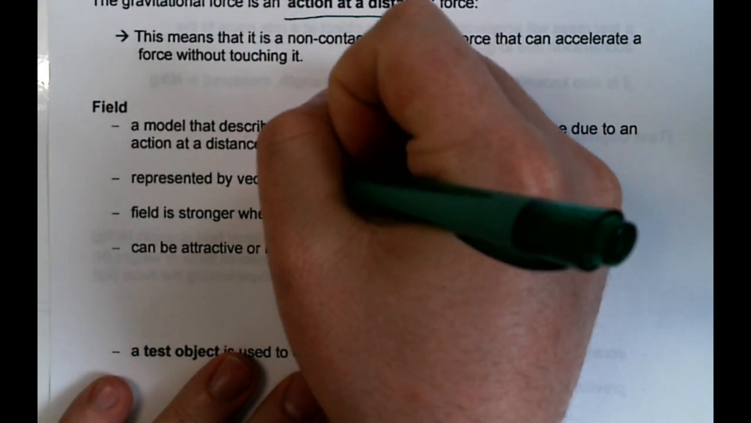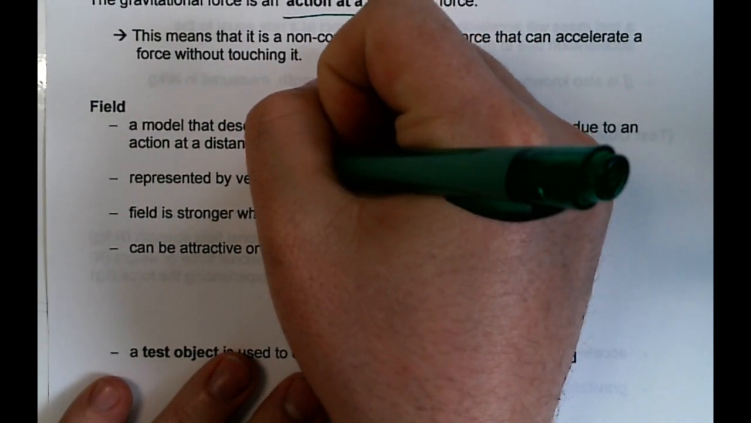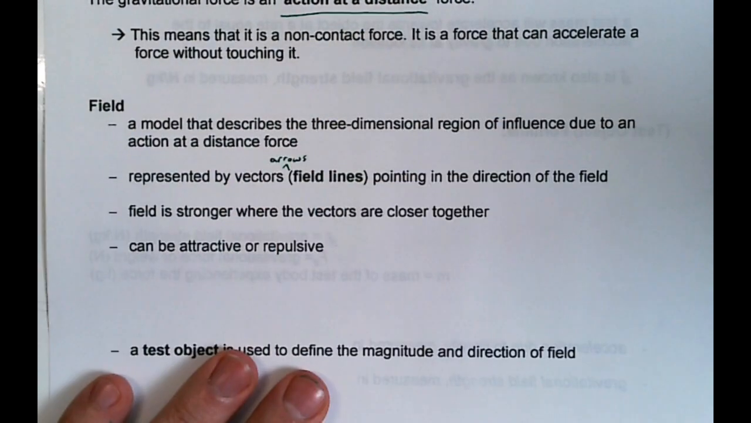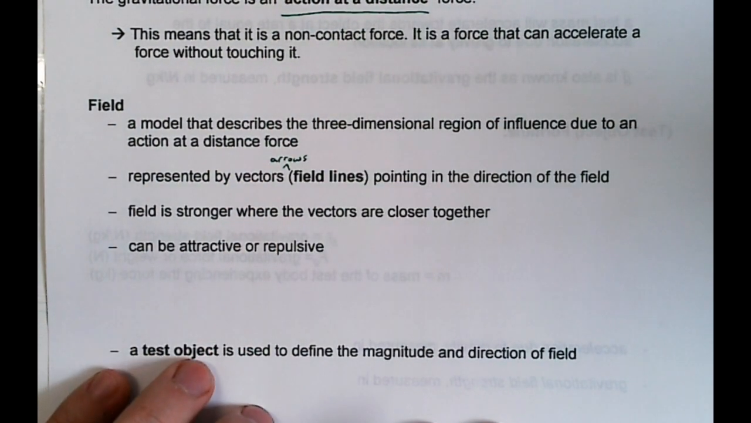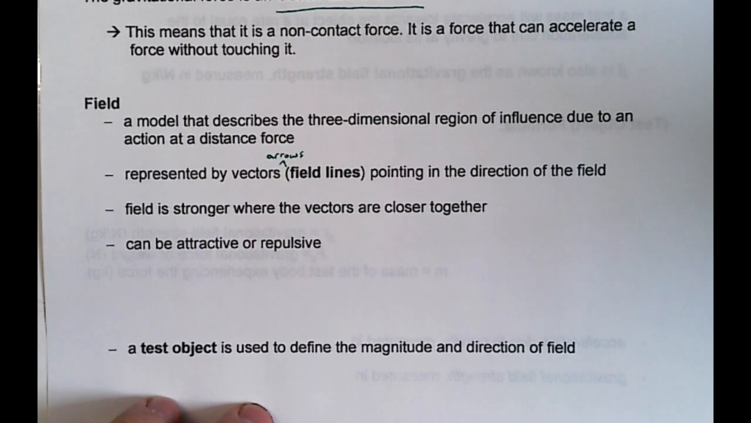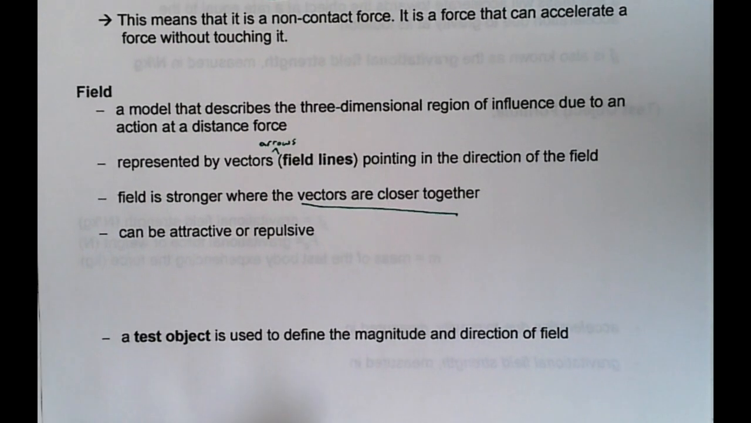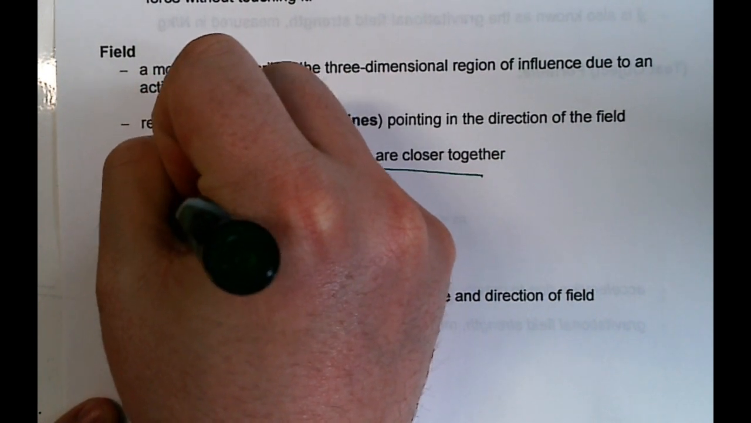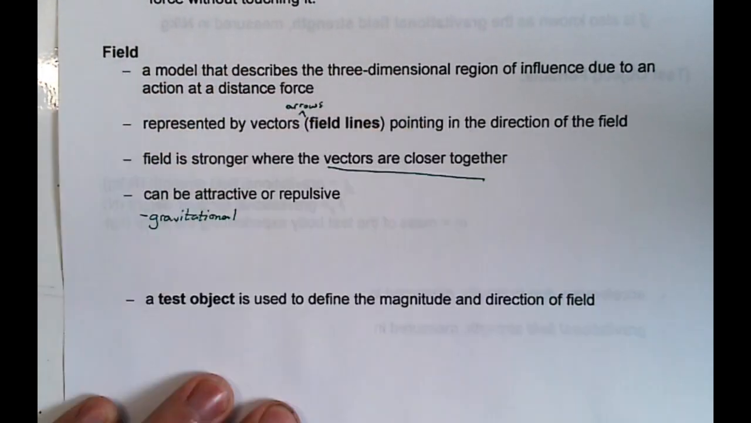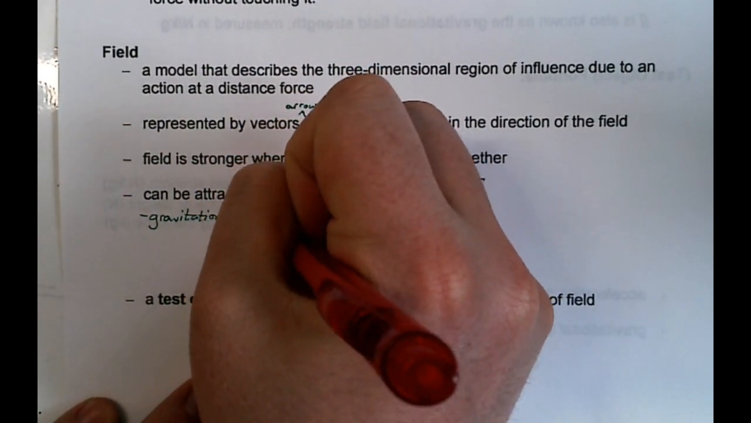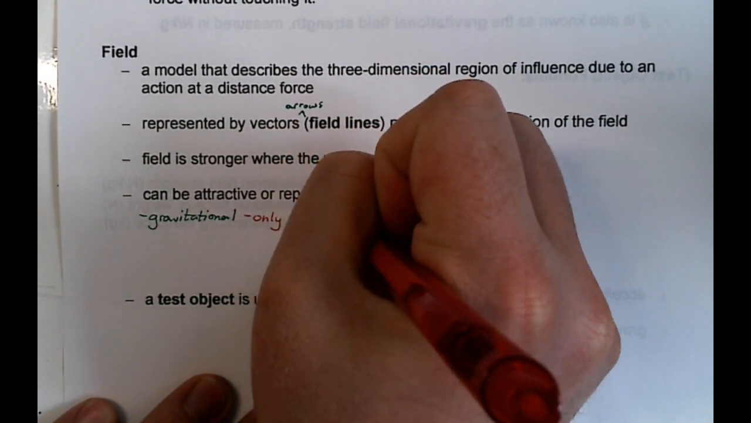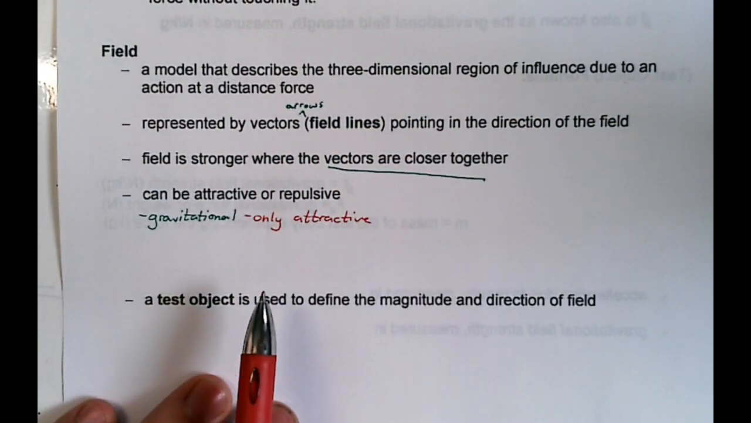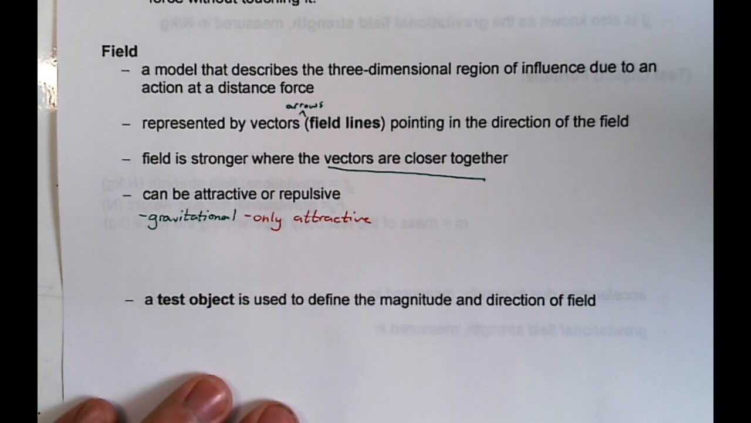Vectors are just a fancy way, again, of saying arrows. They're lines with arrows on them pointing in the direction of the field. The field is always going to be stronger when the vectors are closer together. It can be attractive or repulsive. In our case, when we're talking about gravitational force, that means it's only attractive. Gravity is never going to push two objects away. It's always going to pull them together.